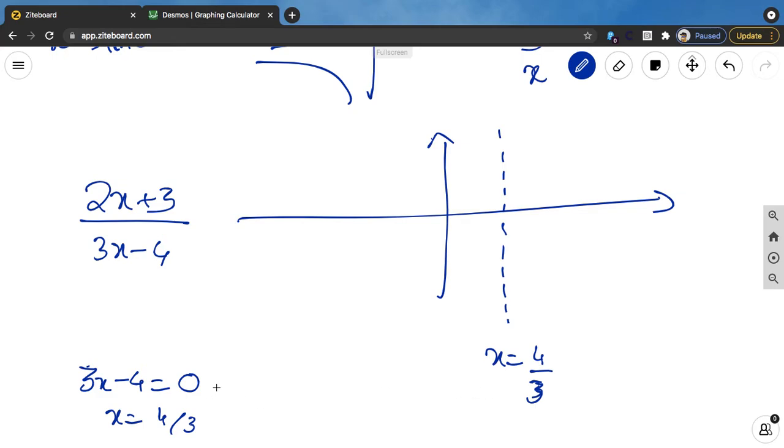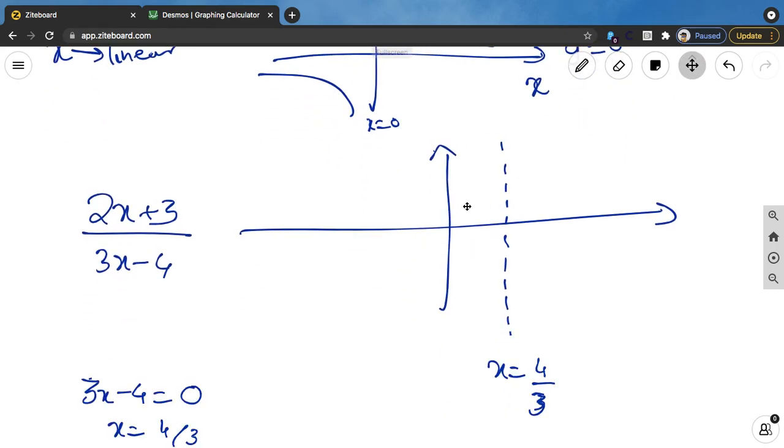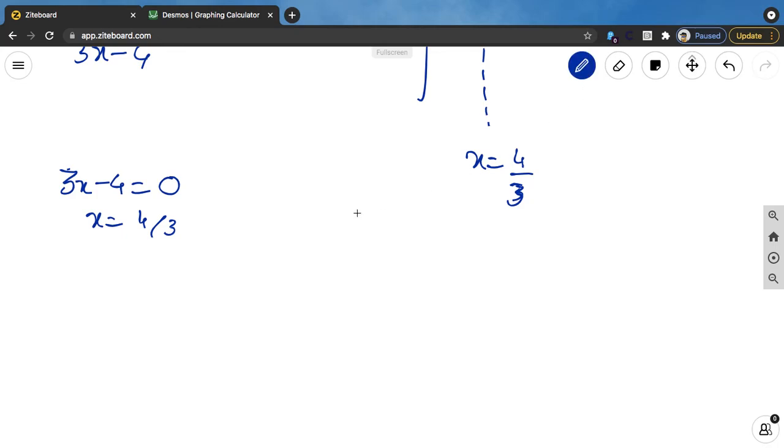What about the horizontal asymptote? That means where does it approach? For example, if you look at 1 by x, as x increases, y approaches 0. So y equal to 0 is the horizontal asymptote and x equal to 0 is the vertical asymptote. Similarly here, what is the horizontal asymptote? Which means what does it approach? So 2x plus 3 upon 3x minus 4 when x becomes very large.